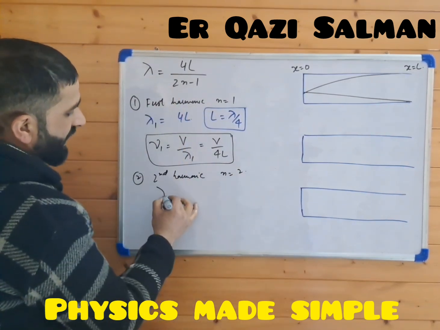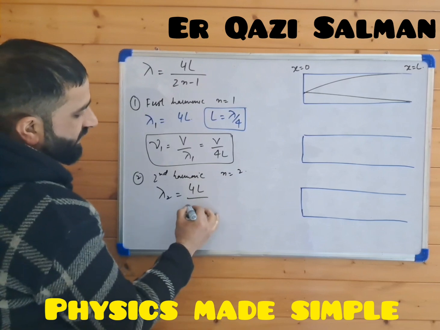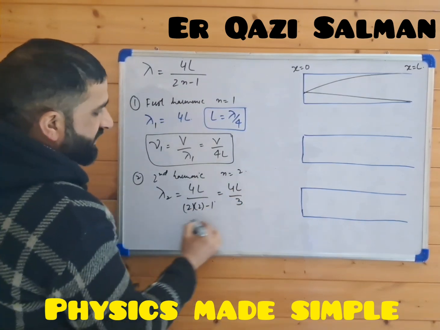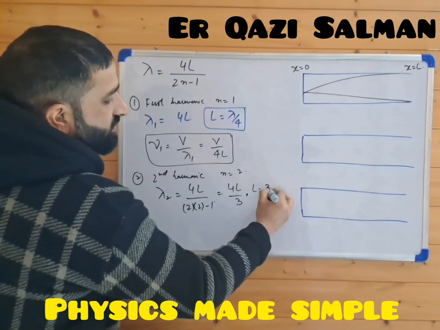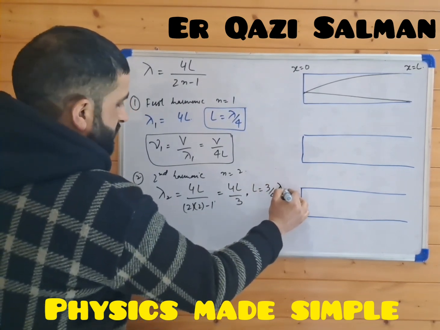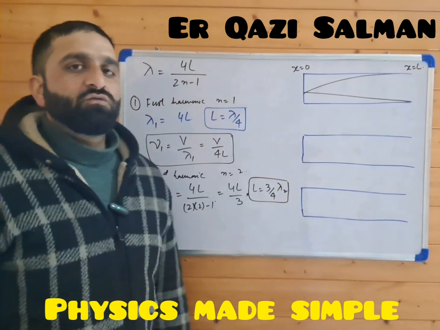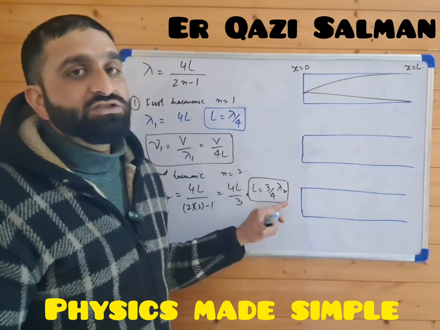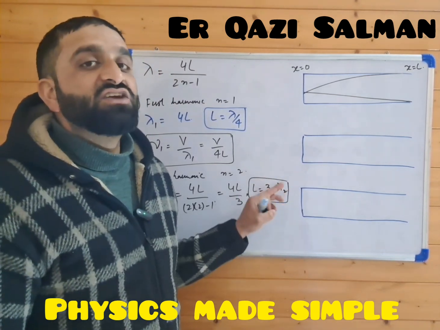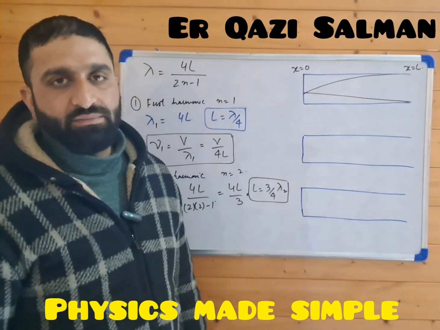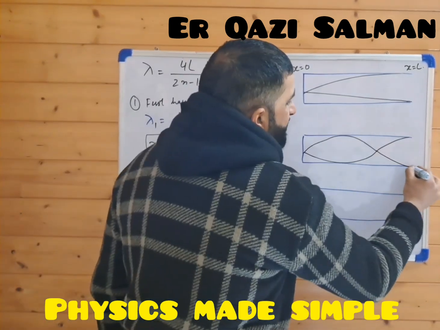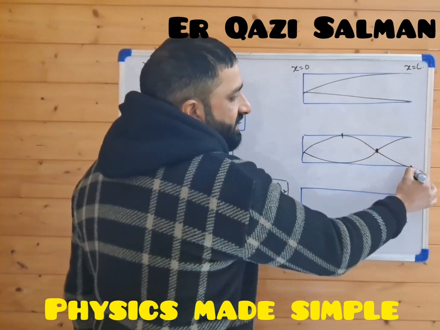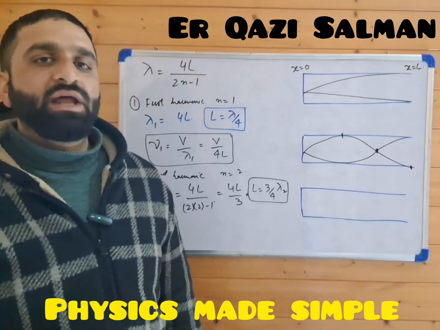replacing n by 2, we have lambda 2 is equal to 4L by 2 into 2 minus 1. That is 4L by 3, which gives us L is equal to 3 by 4 lambda 2. That means for the first overtone or second harmonic, we have 3/4 of a wave in the closed organ pipe. That means we are having this shape. This is lambda by 4, this is another lambda by 4, this is another lambda by 4. That means it is 3 lambda by 4.